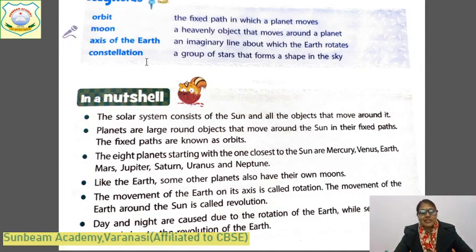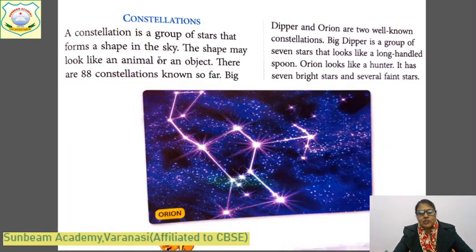And what is a constellation? A constellation is a group of stars that forms a shape in the sky. आप जब रात में स्काई पे देखते हो तो आपको क्या दिखता है? ग्रुप ऑफ स्टार्स दिखते हैं दैट फॉर्म अ स्पेशल पैटर्न, और जो एक पैटर्न बना लेते हैं, एक डिजाइन बनाते हैं, जिनको हम कॉन्स्टलेशन कहते हैं. The shape may look like an animal. एक animal के जैसा भी कभी ये shape दिखता है. It looks like an object also. There are 88 constellations known so far.